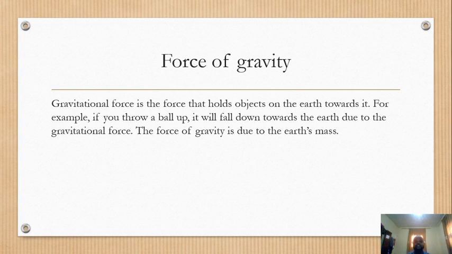The force of gravity is due to the Earth's mass. When something has a big mass, it has the tendency to attract things that are around it. For example, the sun attracts all the planets that are around it, right? Including the Earth, Jupiter, Mars, you name them, right? And everything that's above it, including us and the trees and plants, right?